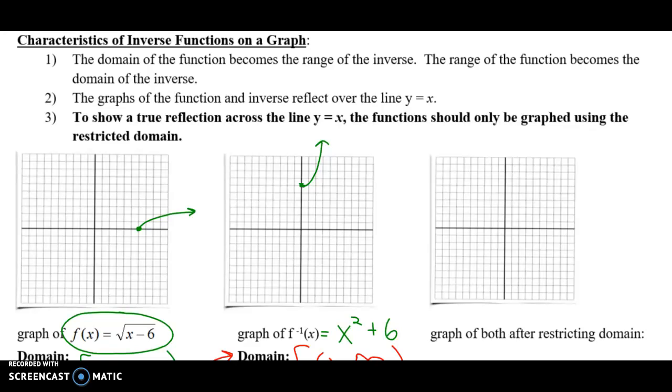Okay? So now our last graph says put both of these together. So take the square root function, which was 6 and to the right. Take the quadratic, which was up 6. And what do you notice about a square root function and the right half of a parabola? They're reflected across the line y equals x. They're exact opposites of each other. They're inverses.